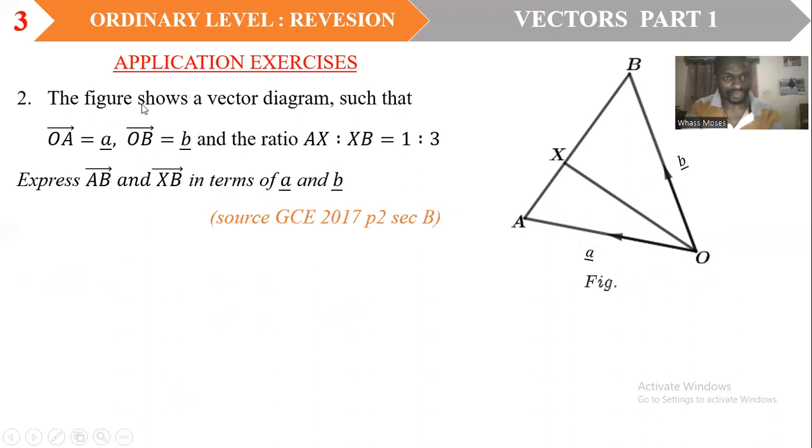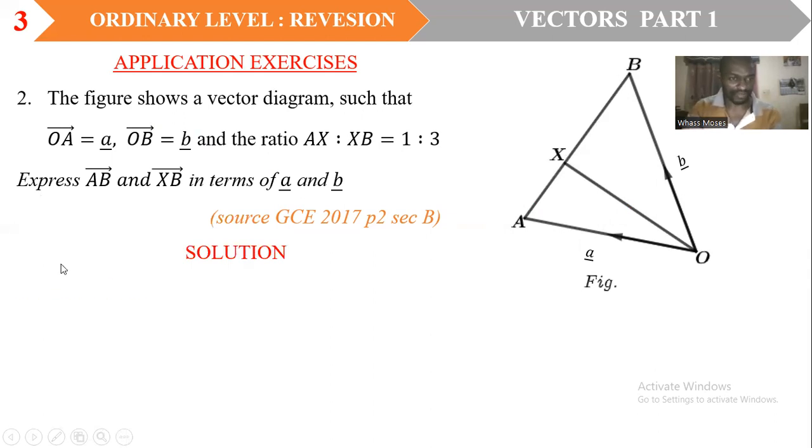The figure shows a vector diagram such that OA is equal to vector a, OB is equal to vector b, and the ratio AX is to XB is equal to 1:3. Express AB and XB in terms of a and b. This one has been taken from GCE 2017 paper 2, section B.